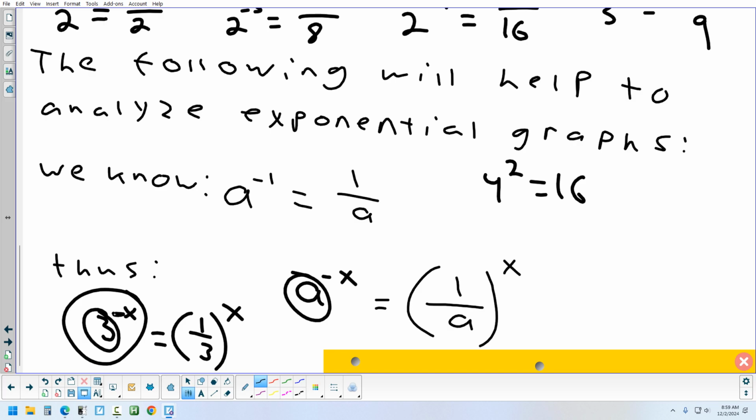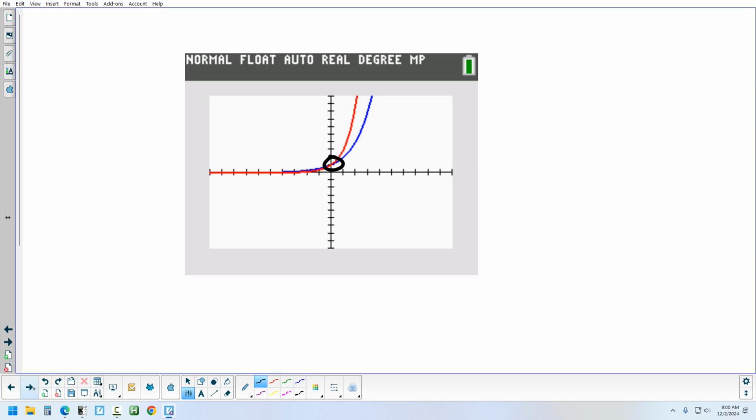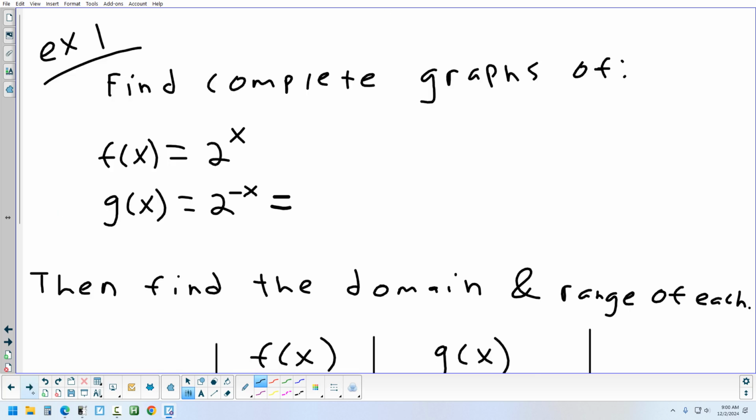So I told you there's one type of exponential called growth. Well, there's another one called something else. All right, so now let's graph these two. F of x is fine, 2 to the x. G of x is not fine because it has a negative in the exponent. So what can I make this to get rid of that negative? 1/2. Make it a 1/2.